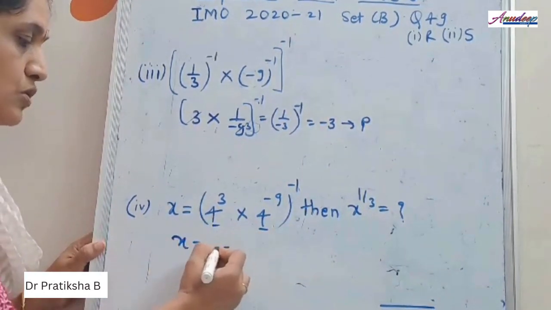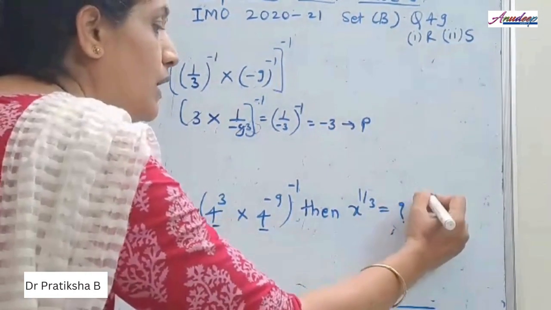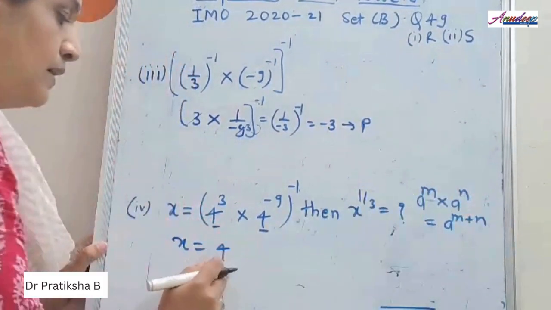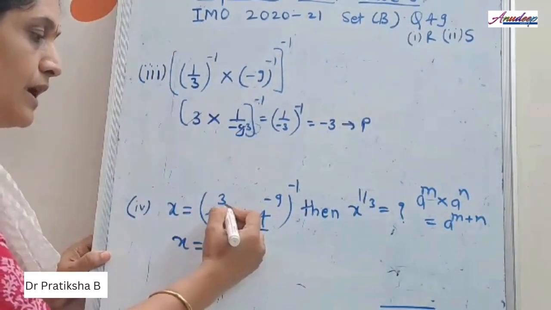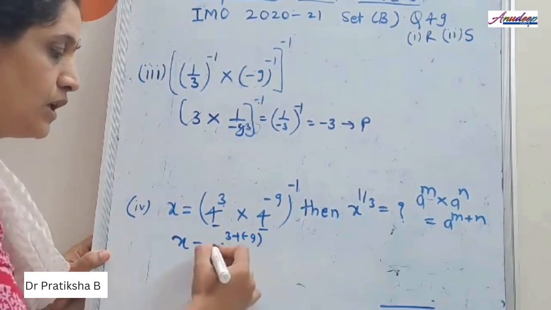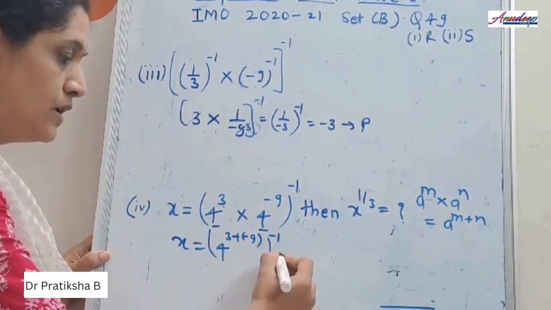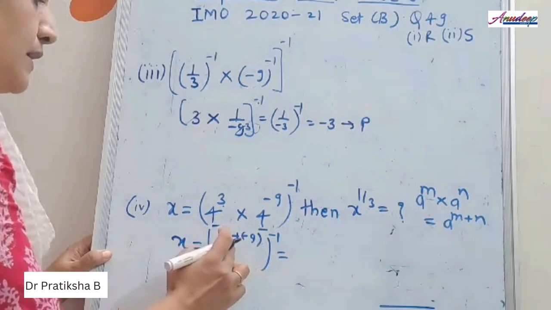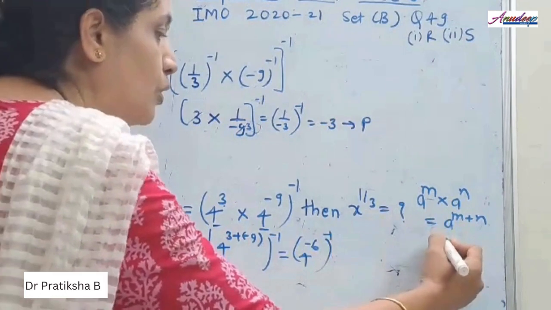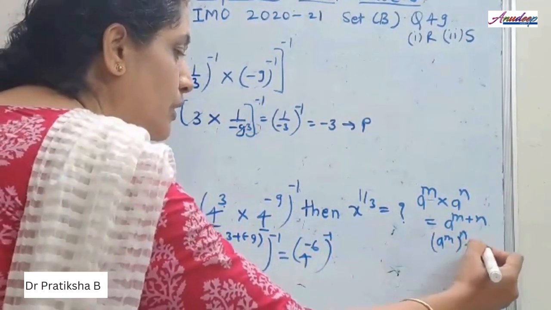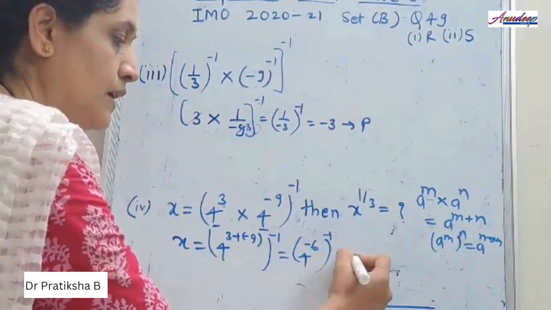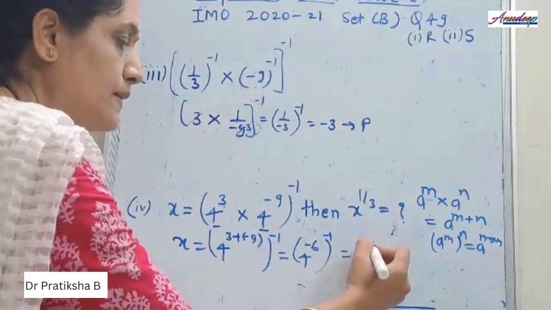So what you get is x raised to, again applying the formula of a raised to m into a raised to n is equal to a raised to m plus n. Base is 4, a is 4, this is our m, n, addition of 3 plus minus 9 will give you to the power minus 1, will give you minus 9 plus 3, that is minus 6. Again, applying the formula of a raised to m raised to n, giving you a raised to m into n. So multiplication of minus 6 and minus 1, that is 4 raised to plus 6.